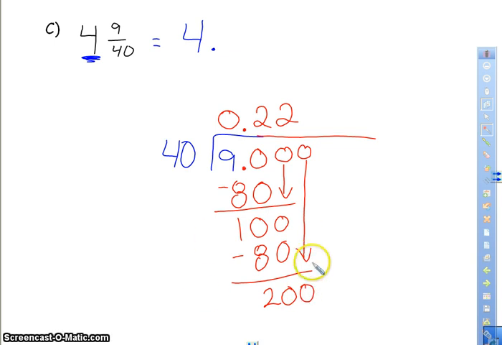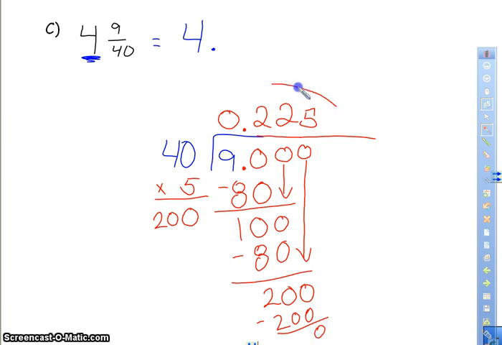Okay, now 2 is too small. If I double 2, I get 4, so let's try that. 0, and then 16, that's too small as well. So I'm going to go one number up. Let's try 5. 5 times 0 is 0. 5 times 4 is 20, and it works out perfectly that I can divide it into it 5 times.